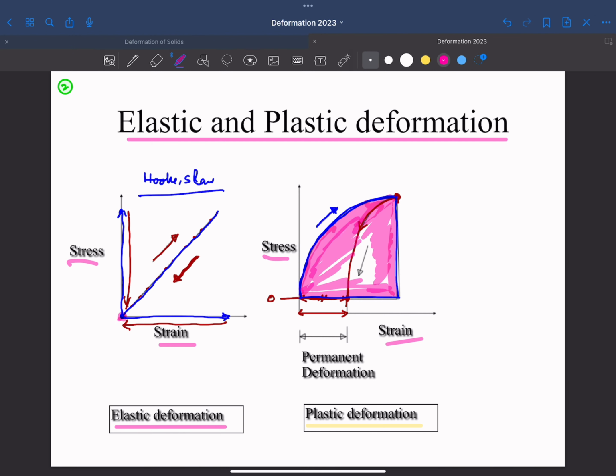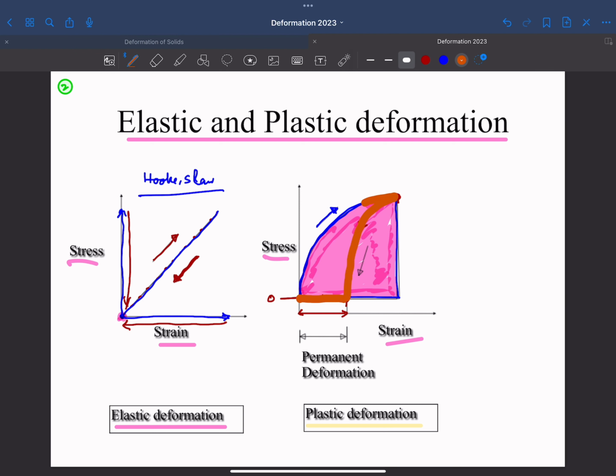Now what is happening when we are unloading the system? Here we are unloading the system, meaning we are going back. I can draw a thick line, we are going back somewhere here. So this is the unloading. Ultimately, the situation is that we have a permanent deformation. This is the permanent deformation, and this is the permanent strain.